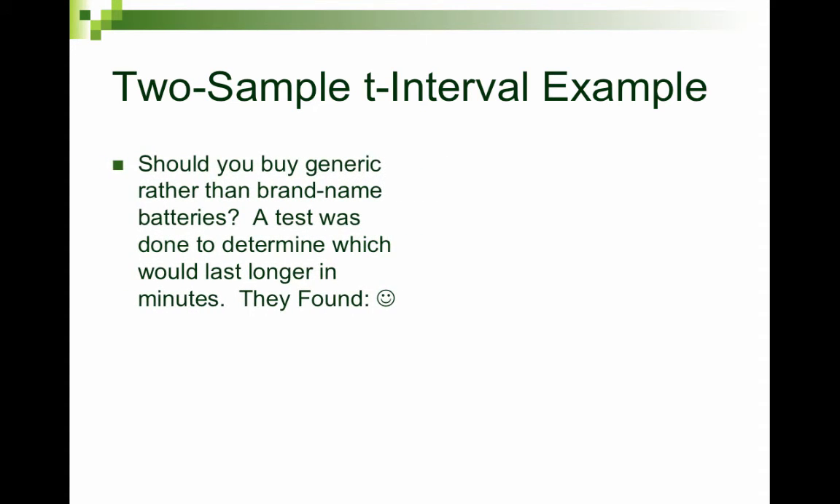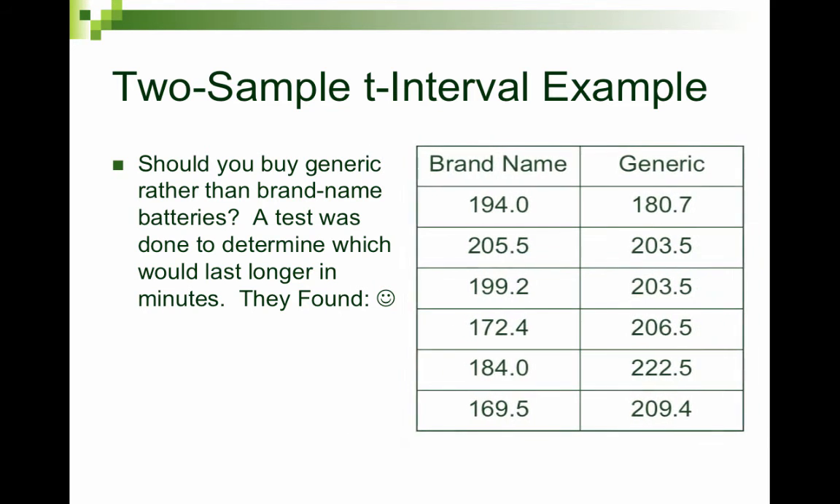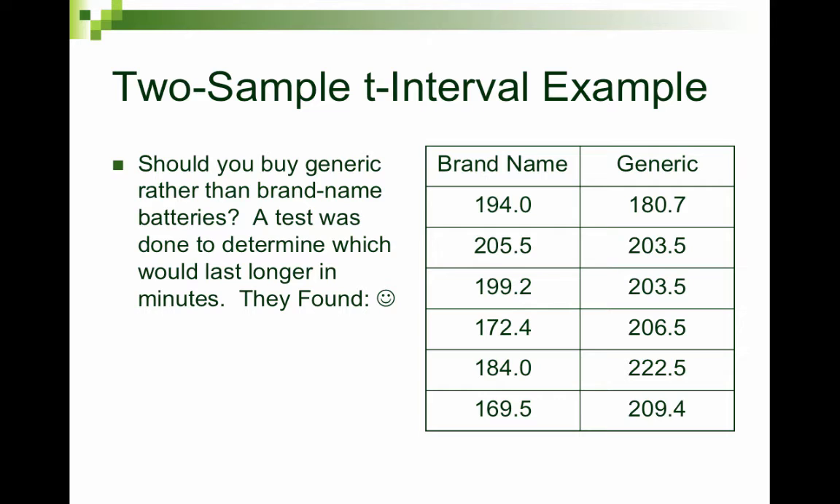We're actually going to look at a couple of examples, but this first example is trying to determine if you should buy brand name batteries or generic batteries. So a test was done to determine which would last longer in minutes, and they found a smiley face. No, they found this table of data. So they found out that the brand name batteries lasted this long, and the generic batteries lasted this long. And they tested 6 each for brand name and generic.